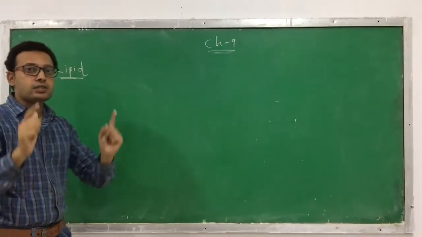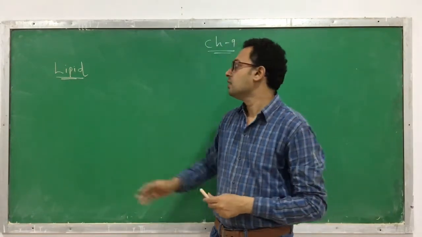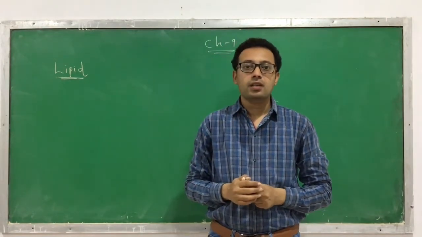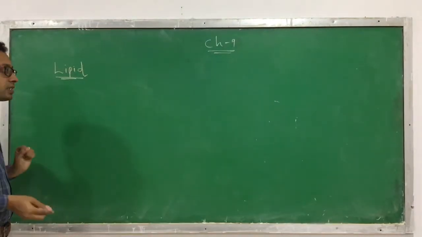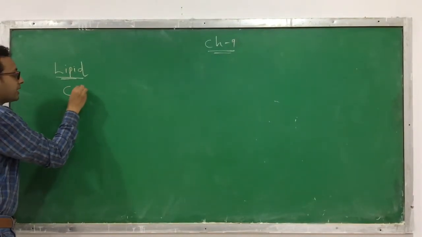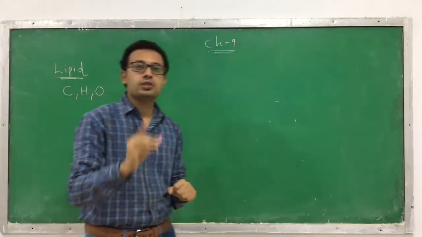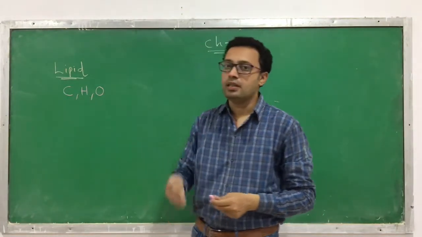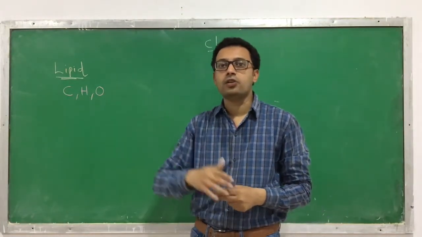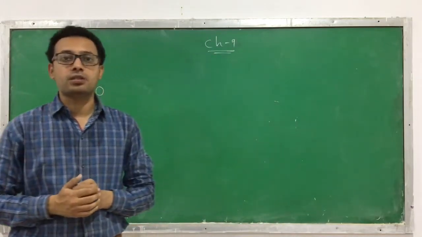Lipid is an organic biomolecule that you can find in a living organism. This is called a lipid. So what is a lipid? Lipids are made up of certain elements. Which elements are present in a lipid? The elements present are carbon, hydrogen and oxygen. These are the elements present in lipids.